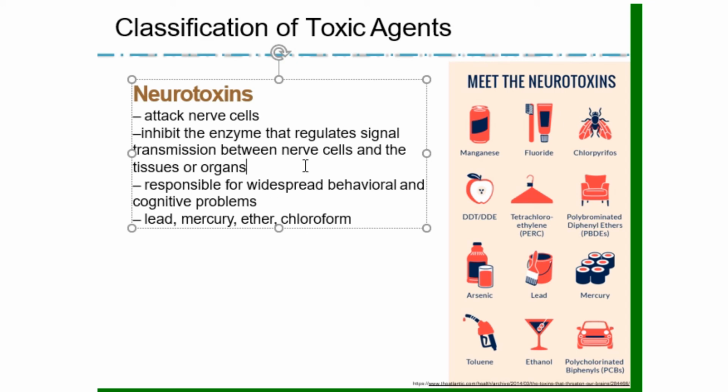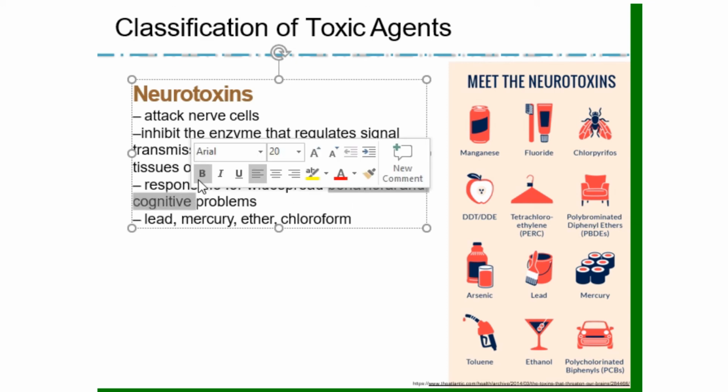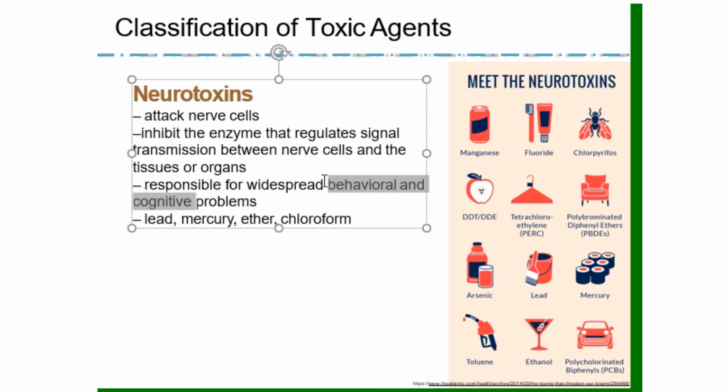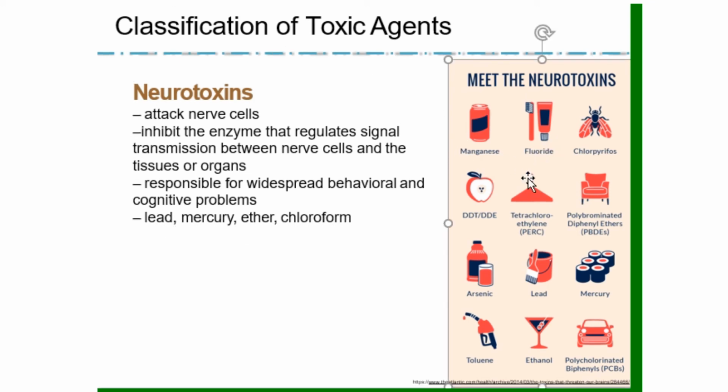What else? Responsible for the widespread behavioral and cognitive problems. So, cognitive and behavioral, of course, kasi we are dealing with the nervous system and they are responsible of these things, both behavioral and cognitive. So, what are the examples of neurotoxins? We have lead, we have mercury, we have ether chloroform. We also have here pictures so that you can actually understand the examples. So, we have manganese, yung tin can, here in the soda. Fluoride from toothpaste, chloropyrifos, example of pesticides, DDT or DDE, pesticides pa rin.